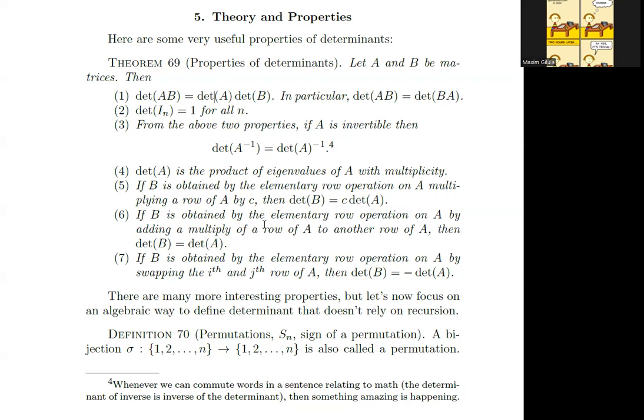If B is obtained by adding a multiple of a row of A to another row of A, then determinant of B is determinant of A. Adding multiples of rows doesn't change the determinant. And if B is obtained by the elementary row operation swapping the ith and jth row, then determinant of B is minus determinant A. So swapping rows or columns, because of the A transpose property of determinant, changes the sign of the determinant. And there's a lot more properties of determinant as well.